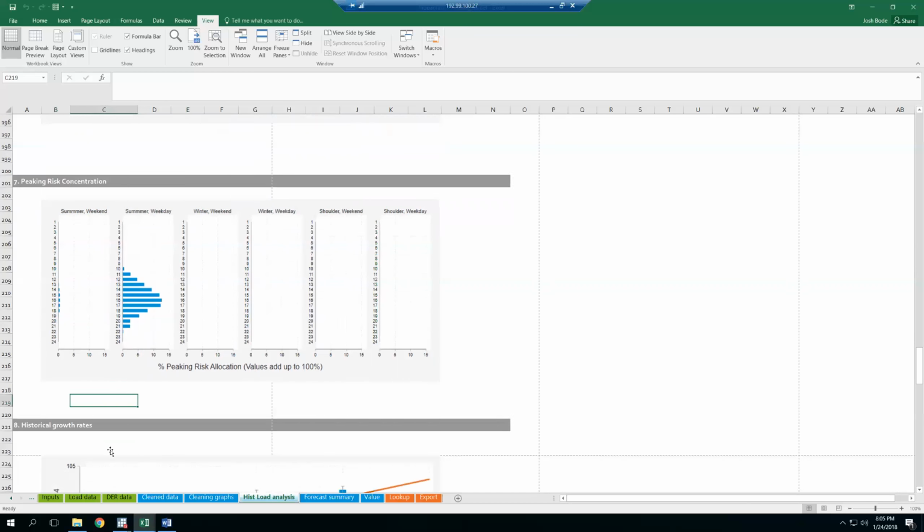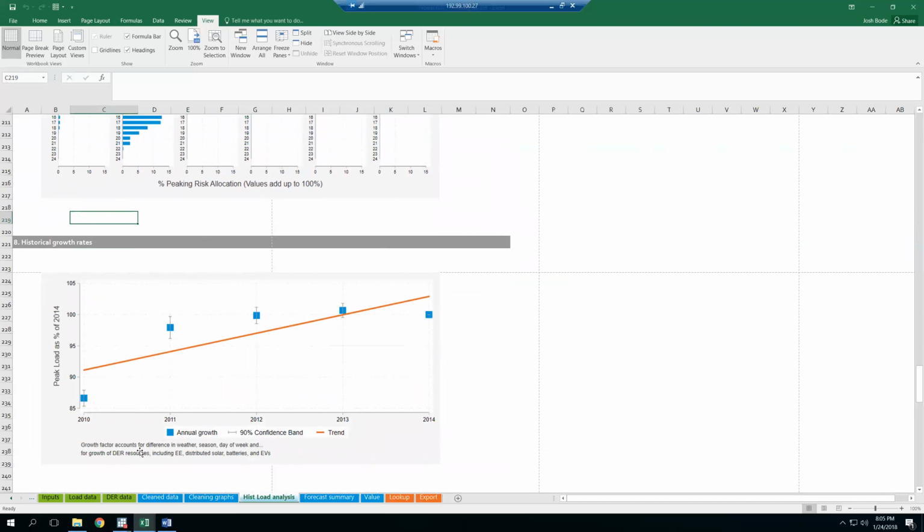The last chart that we include in the historical analysis is probably the most critical one. It is looking at the year-by-year growth after we have accounted for weather differences across the years, after we have accounted for differences in solar penetration across the years, after we have accounted for differences in energy efficiency activity across years, and other components. In this chart, conceptually, we basically fixed everything. So the final year is 100%, right on the dot.